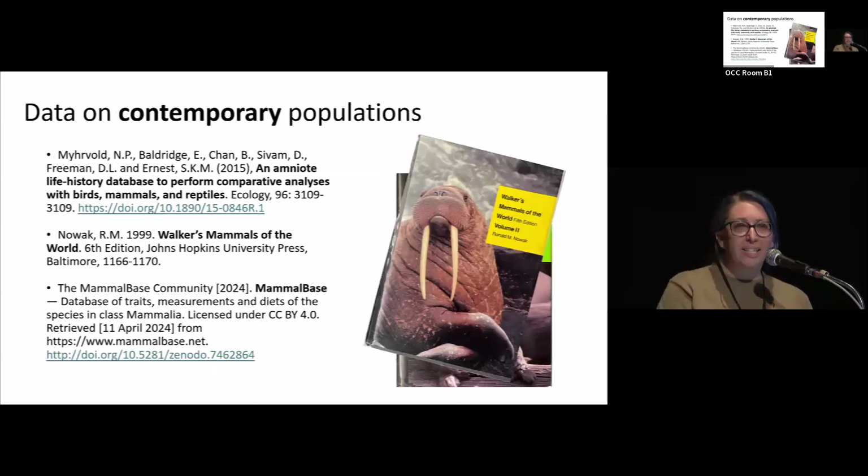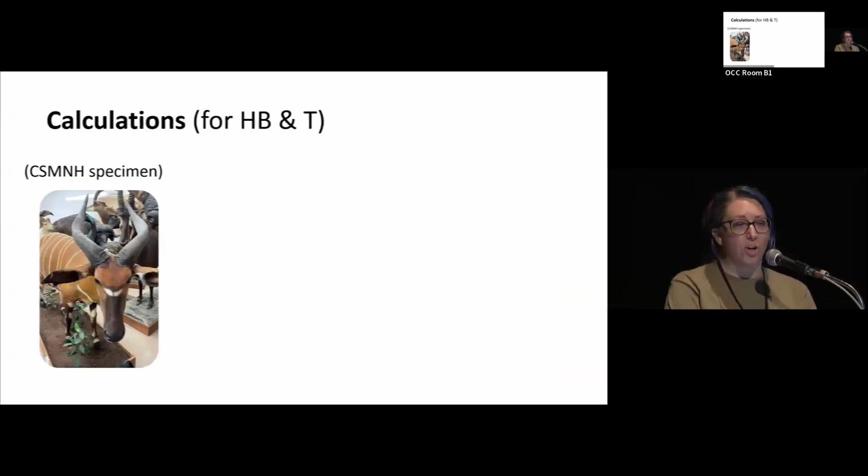And comparing our taxidermy specimens, I wanted to look at the most up-to-date contemporary populations of their species counterparts that were available. I mostly used MammalBase and the Amniote database to get the most current head, body, and tail length data that's out there, but I supplemented this also with Walker's Mammals of the World when I couldn't find really current information.